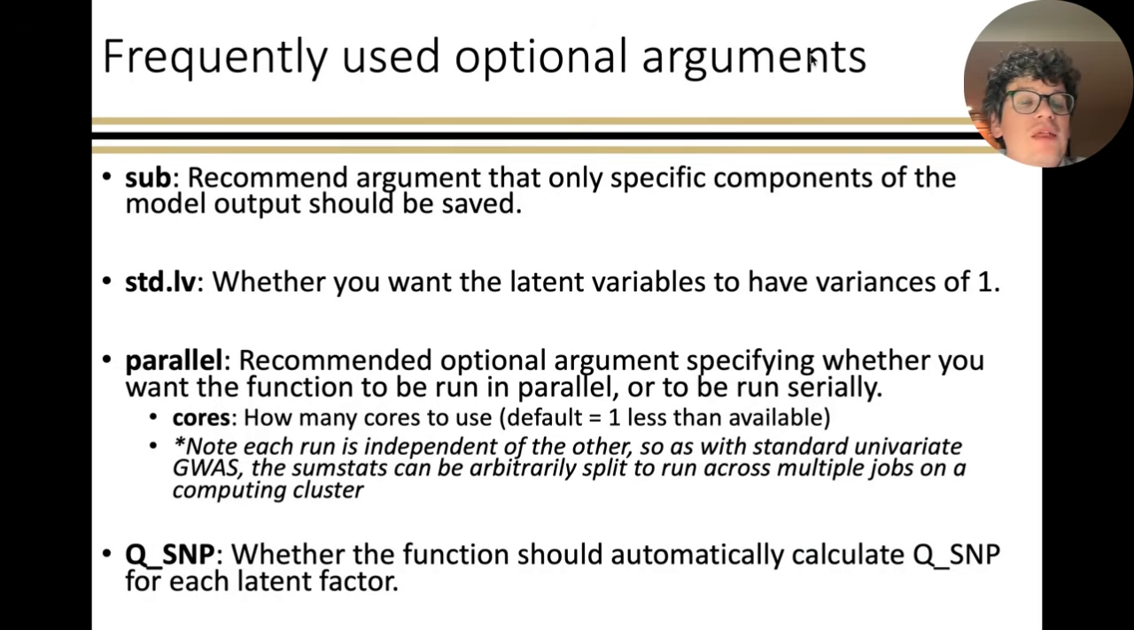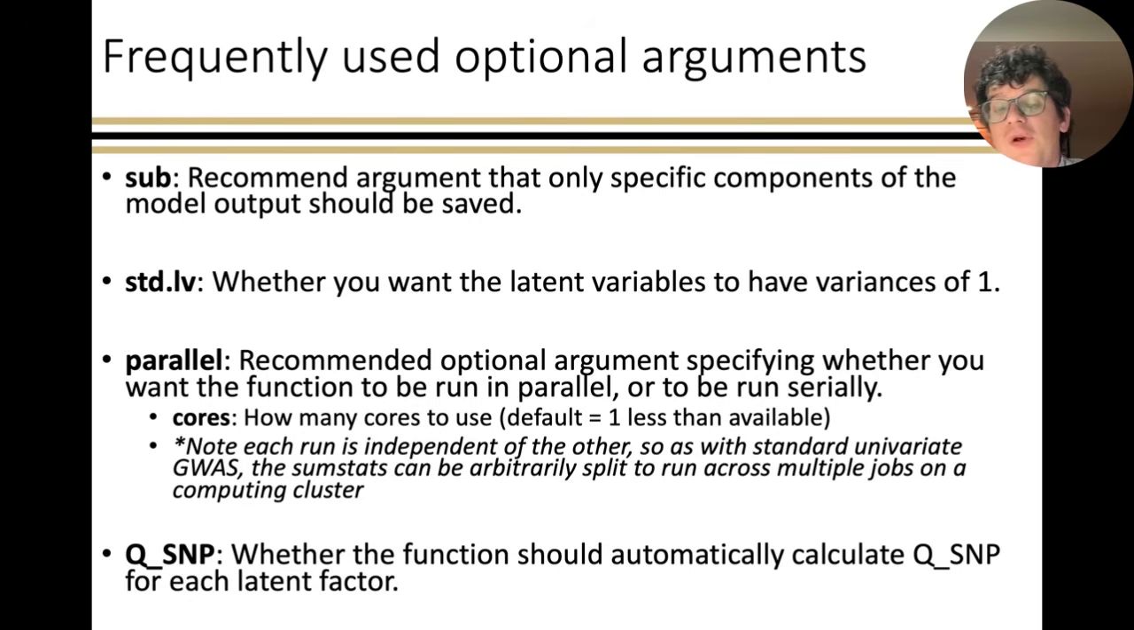I wanted to also highlight some frequently used optional arguments. One of them is the sub argument. I highly recommend specifying this argument. What this is doing is it's saying that you want a specific piece or pieces of the model output saved for each SNP. So for each SNP, it is rerunning the model, estimating the effect of the SNP within the broader model that you're specifying. But you probably don't want every piece of that model output every time.